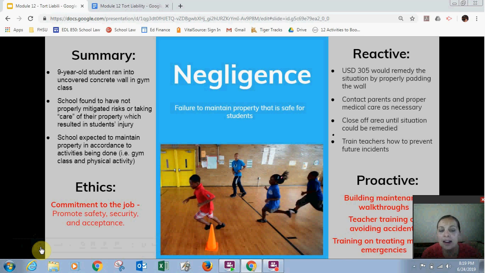The ethics, I feel like I've said this over and over, but it's a commitment to the job, promoting that safety and security, making sure that you are protecting your students and looking out for those kinds of things, since those little eyes don't always know or have the maturity to look for those things themselves.